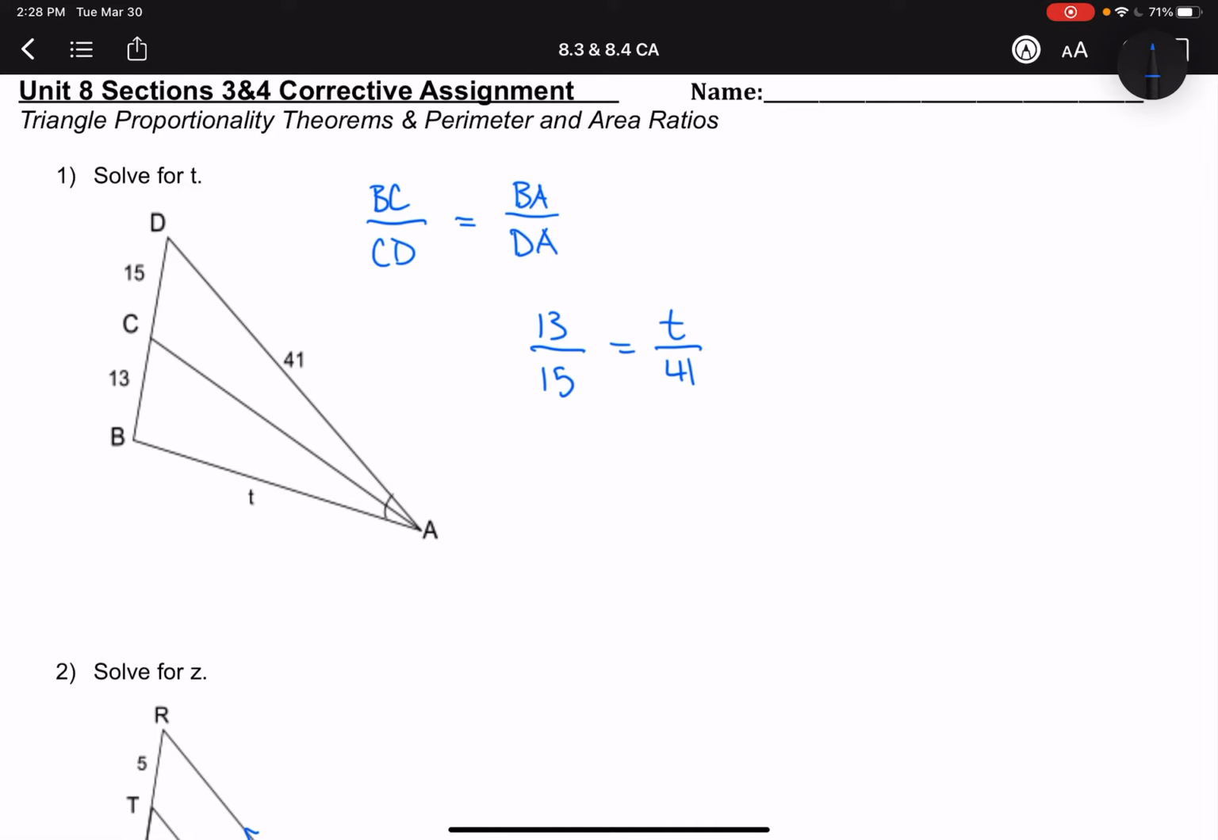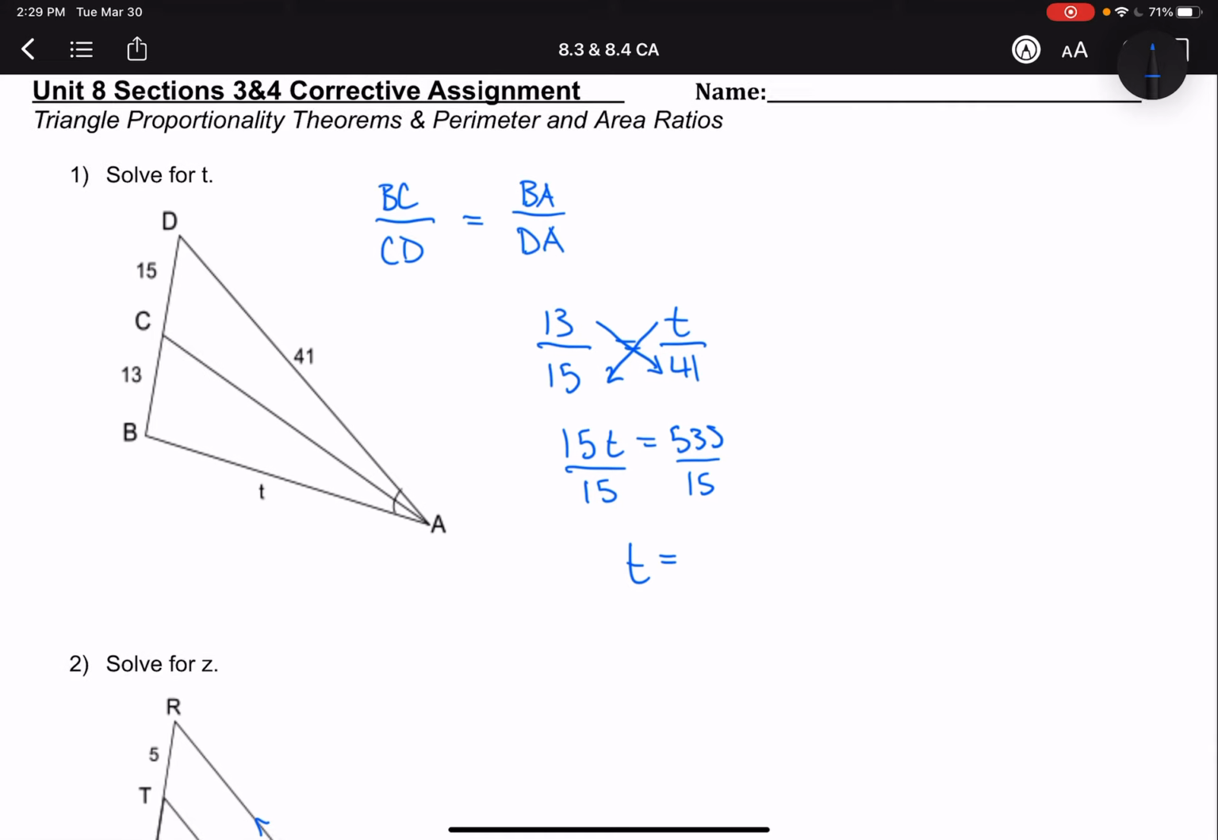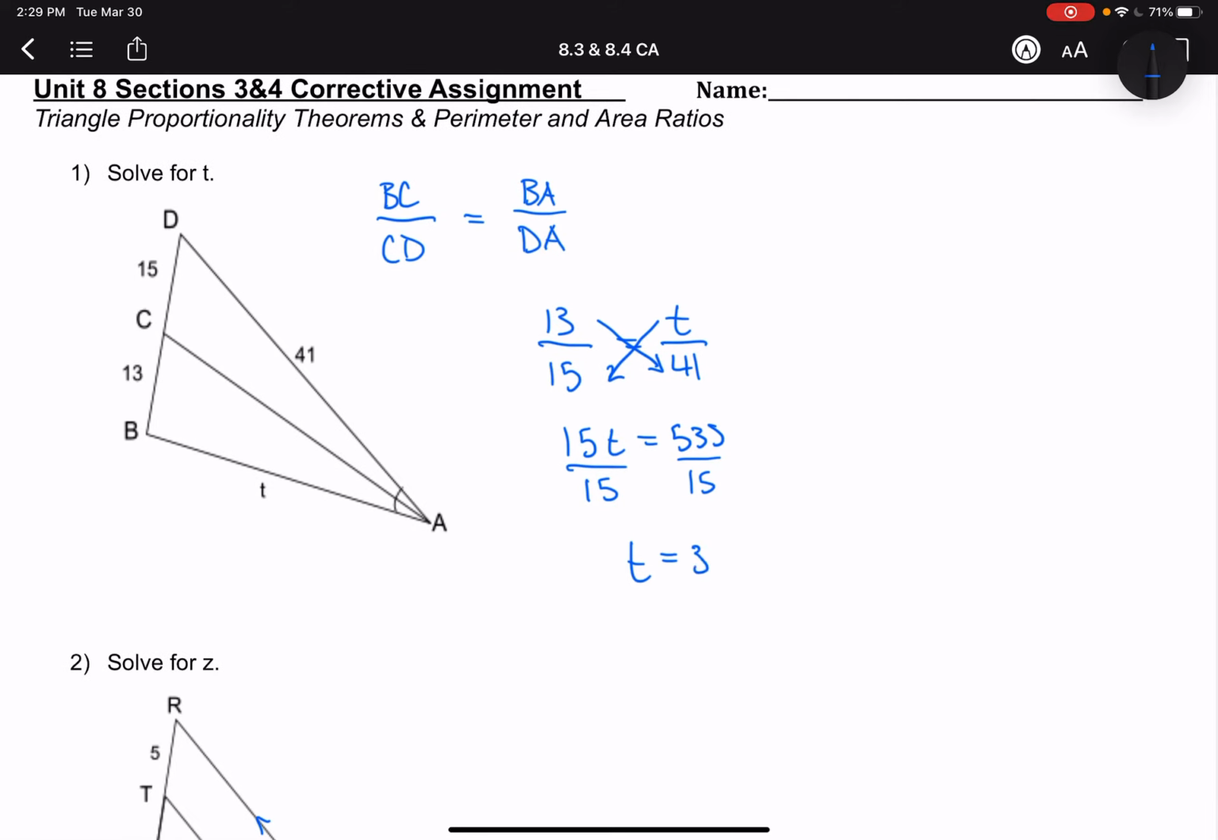We're going to cross multiply. 15 times T is 15T. 13 times 41 is 533. We'll divide out 15 from both sides. And that gives me that T, or my side BA, is equal to about 35.53.